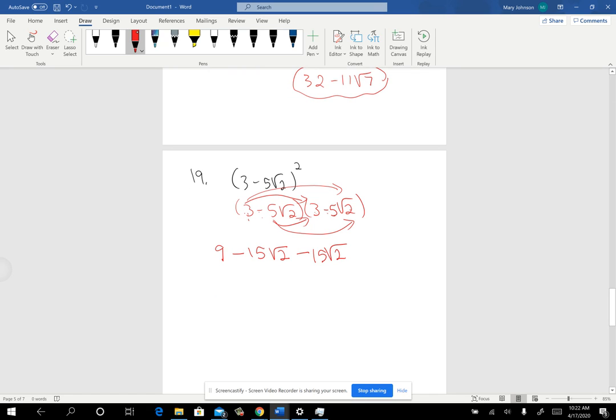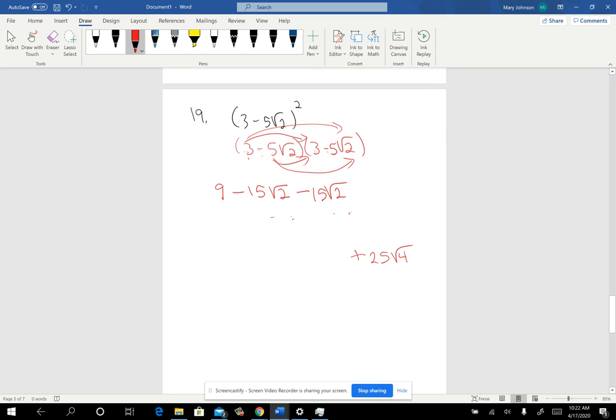Then at the end, we have a negative times a negative, which becomes positive. 5 times 5 is outside. Square root of 2 times square root of 2, the 2's are inside, so you can put them back together underneath that radical. All right, so you wind up with, let me just rewrite that up where it was supposed to be. Okay, all right, so this turns out to be plus, we said 25 square root of 4, okay?